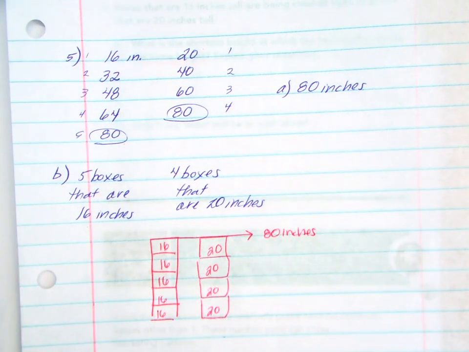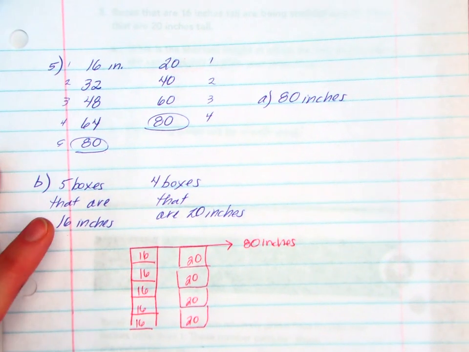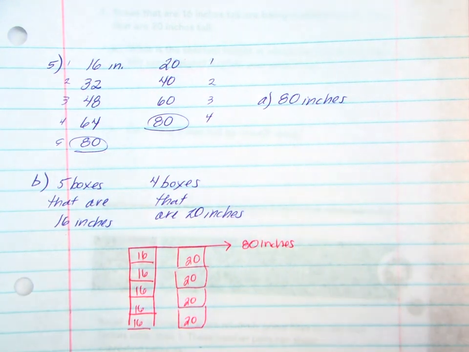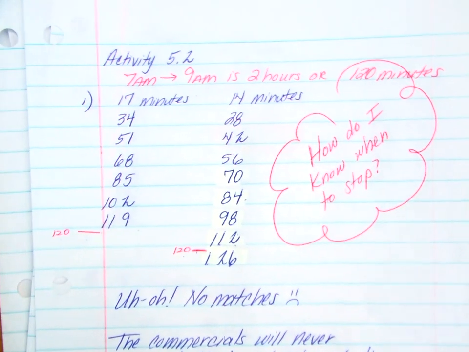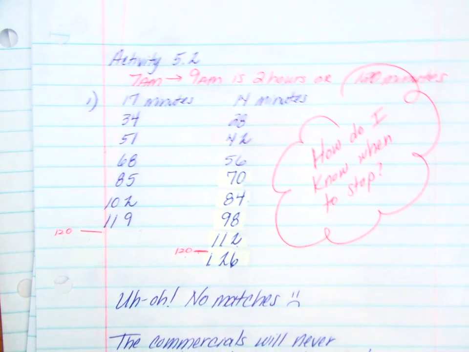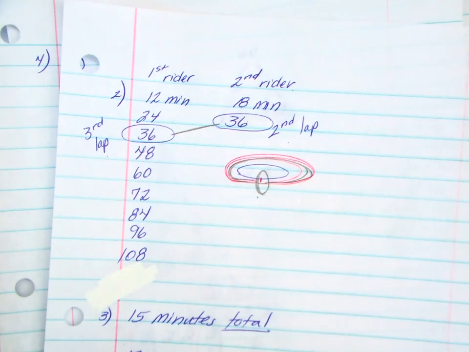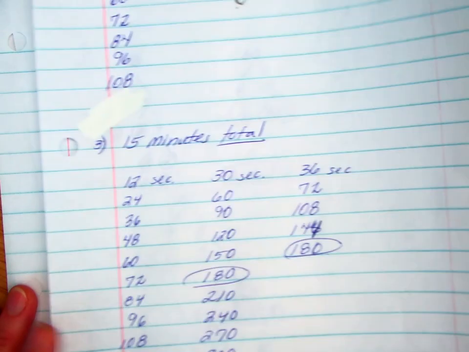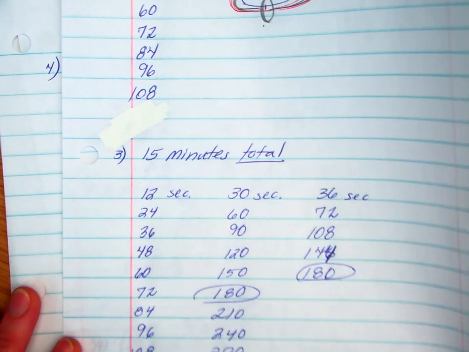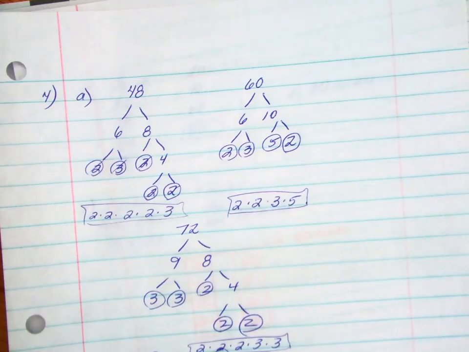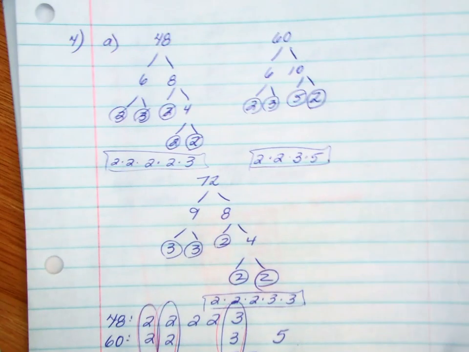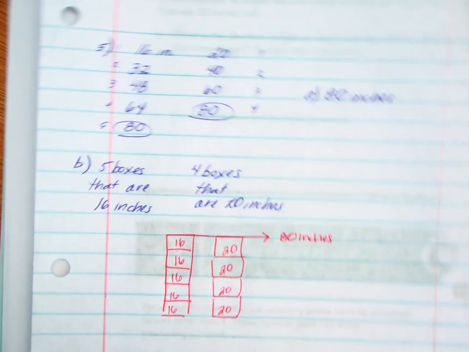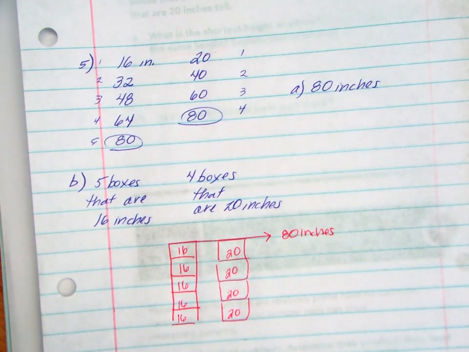So here you're dealing with multiples again. Just to recap all the work we did. Number 1, they were looking for multiples. Number 2, more multiples. Number 3, more multiples and more complicated because you had to convert between seconds and minutes. Number 4 was our greatest common factor. And number 5, more multiples. So that was a heavy multiple lesson.